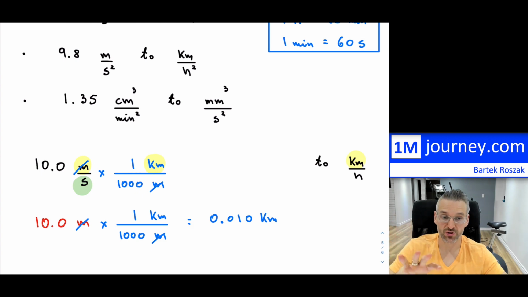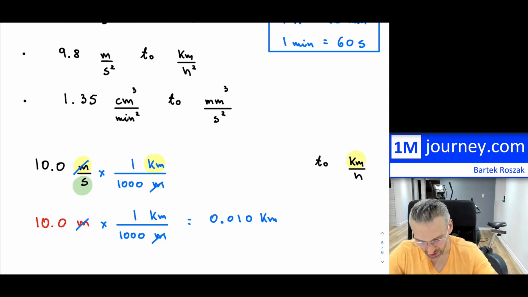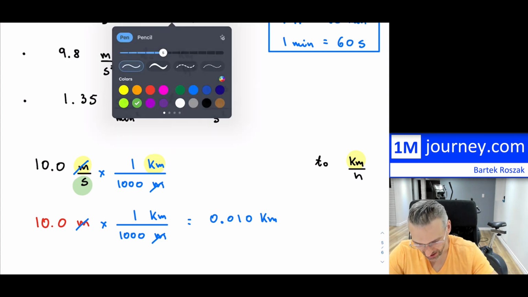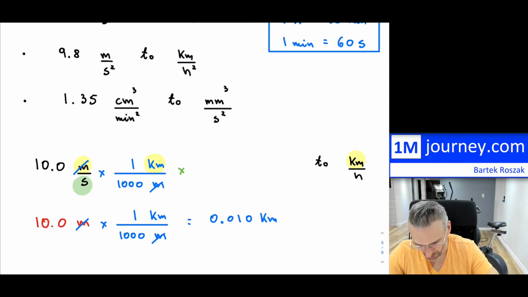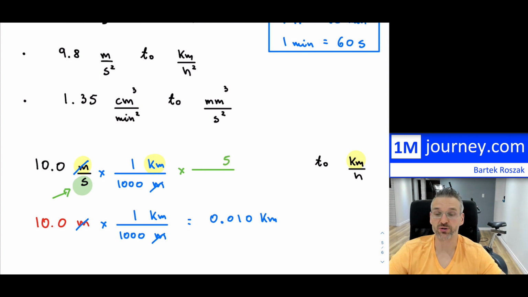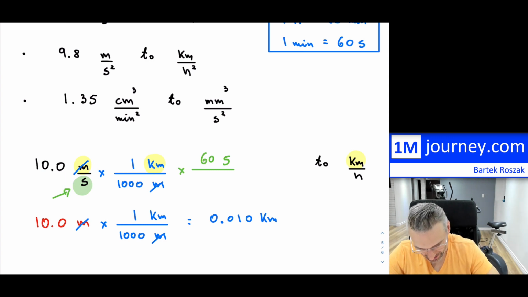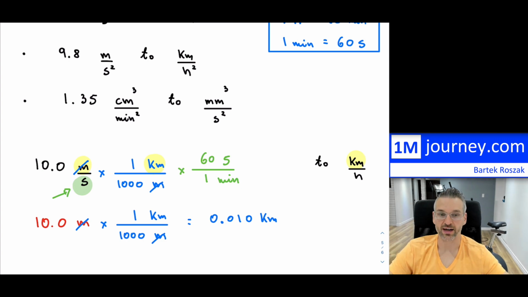And now, once you get your kilometers up on top, then you can start worrying about the seconds at the bottom. So now how do I get rid of those seconds at the bottom? Well, you continue, right? So you do not want to have seconds in the denominator. So as you would proceed, you would say, okay, I want to cancel seconds. So I'm going to put it up on top so that it cancels out. I know that there are 60 seconds in 1 minute. So within here, this is what I would do. So that's the first thing that I have.